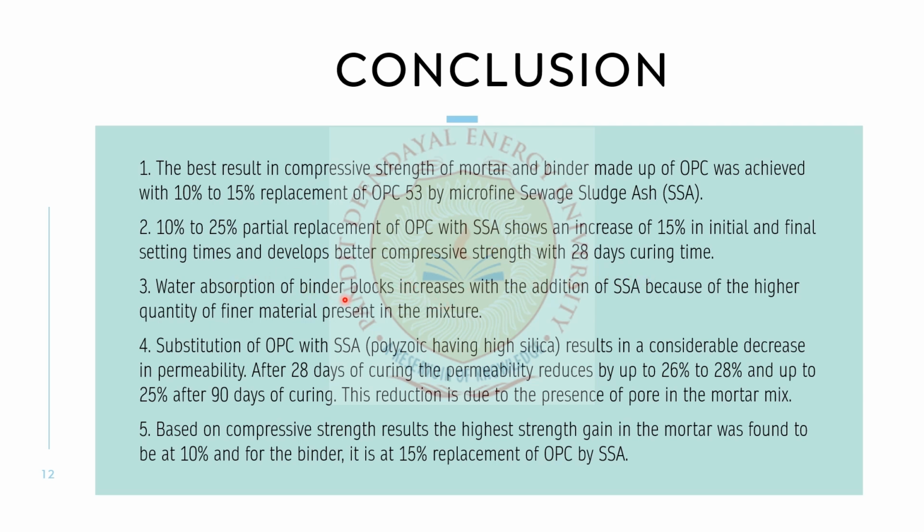Water absorption of binder blocks increases with addition of sewage sludge because of the higher quantity of finer material present in the mixture. The substitution of OPC with SSA results in a considerable decrease in the value of chlorine ion permeability. And on the basis of the compressive strength test, the highest gain in the mortar was found to be at 10%, and for the binder, it comes out to be 15% replacement of OPC by SSA.